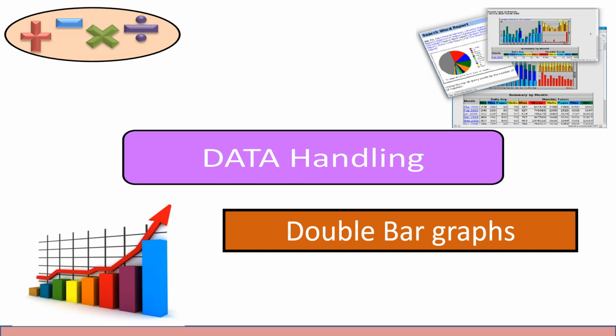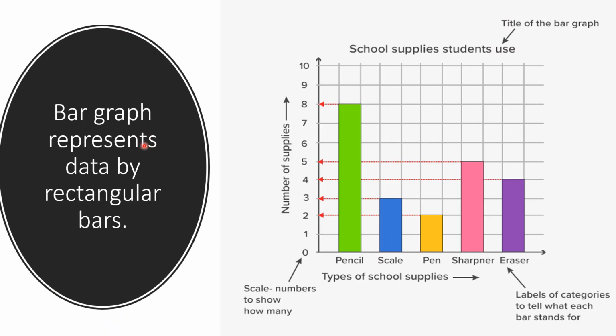Today we will study double bar graphs. But before that, let us revise what bar graphs actually are. A bar graph represents data by rectangular bars. These kinds of rectangular bars.